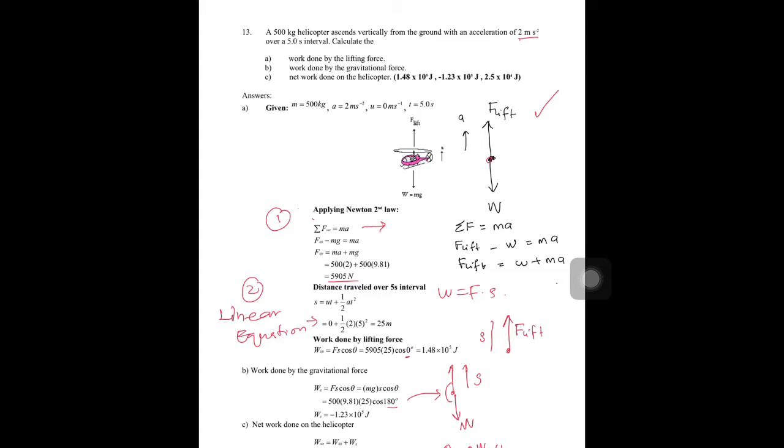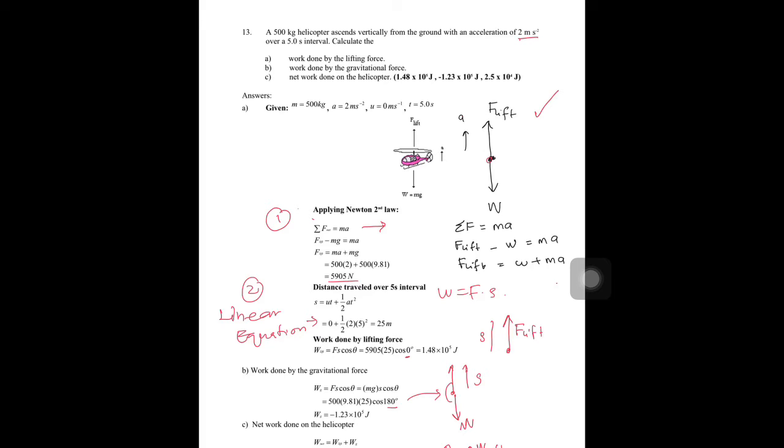So we have to find S. So S we find from the linear equation. Okay. Then you get the work done by the lifting force: 1.848 times 10 to the power of 5 joules.